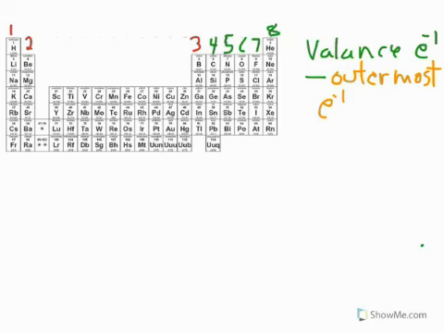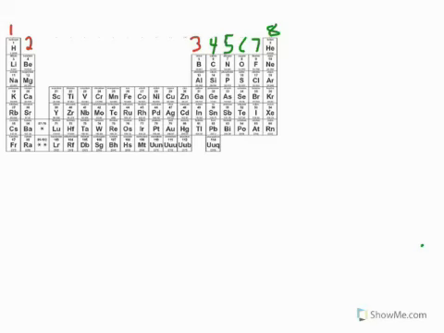Okay, so these columns I've numbered on a table over here are 1 through 8, and they count the number of valence electrons on the atoms in that column. So column 1 over here has 1 valence electron, column 2 has 2, column 3 has 3, column 5 has 5, etc., up through column 8, which has 8 valence electrons.